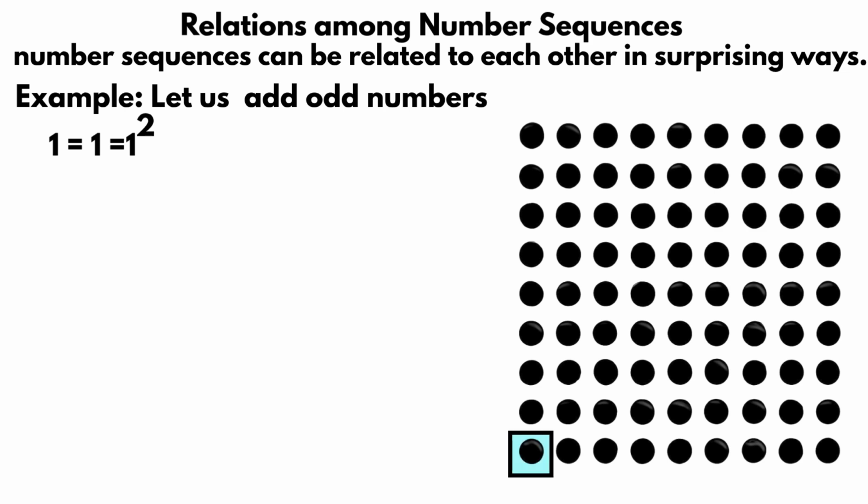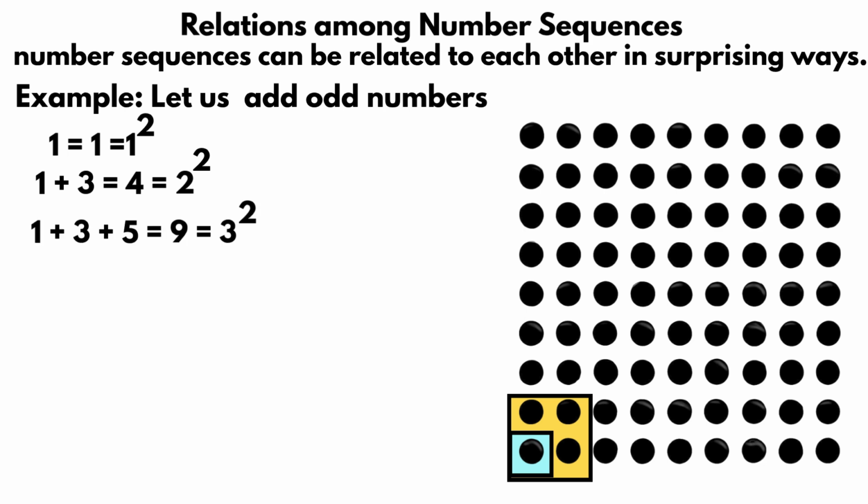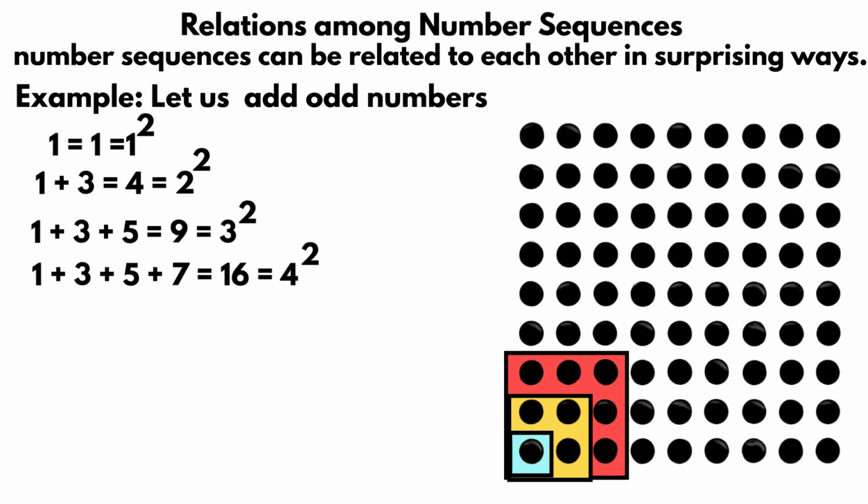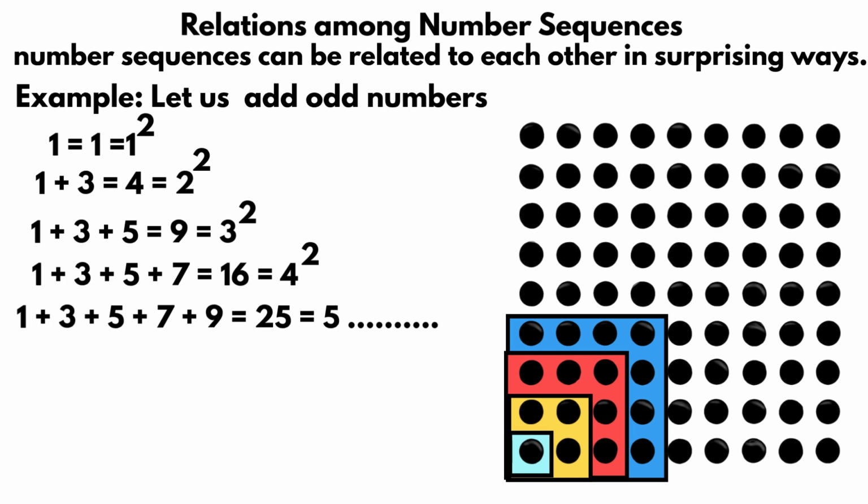Then we will consider two odd numbers, that is 1 plus 3 is equal to 4 and it is 2 square. Next, three odd numbers are added, that is 1 plus 3 plus 5 is equal to 9 and that is 3 square. Then we will add four odd numbers, that is 1 plus 3 plus 5 plus 7, which is equal to 16 and which is 4 square. Next we will add five odd numbers, which are 1 plus 3 plus 5 plus 7 plus 9 and is equal to 25 and is 5 square.